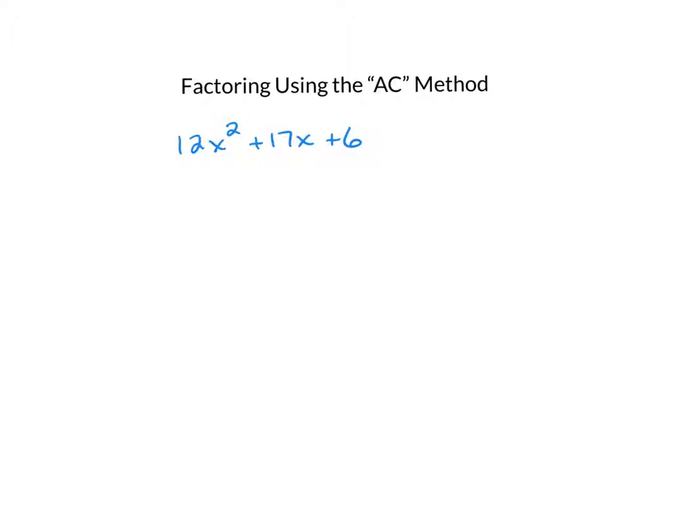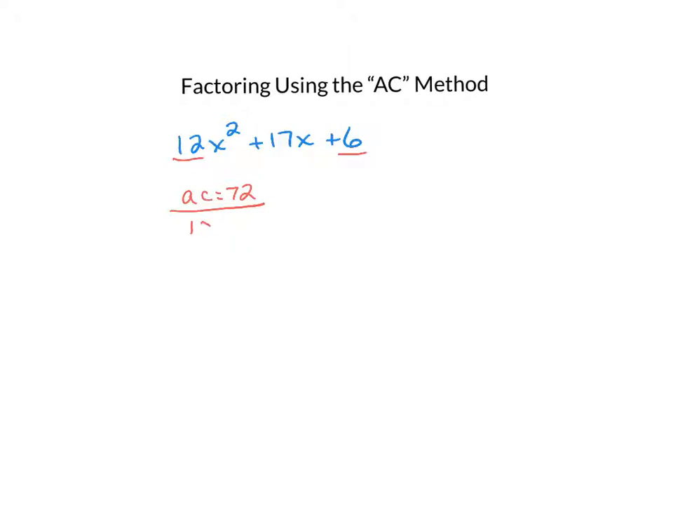Given 12x squared plus 17x plus 6, the AC method talks about taking a look at the A, which in this case is 12, and the C, which in this case is 6. And the AC method says to multiply those two together. So AC is equal to 72. To use the AC method now, you need to go through and think, what are all the factors of 72?